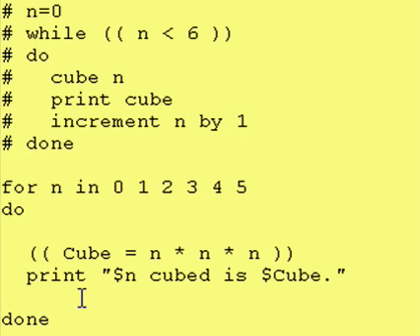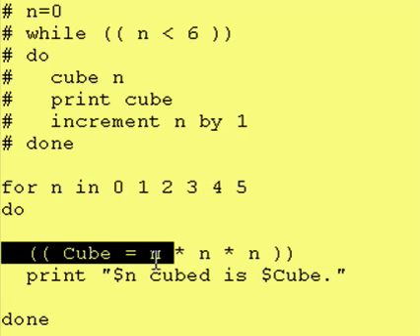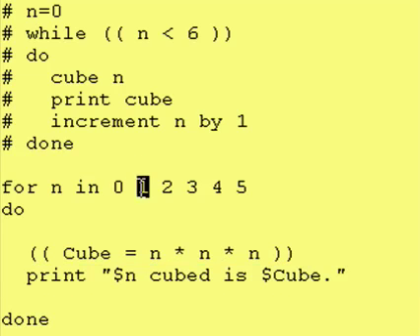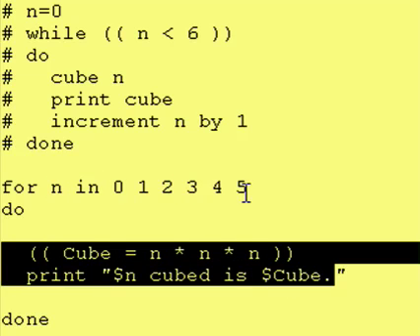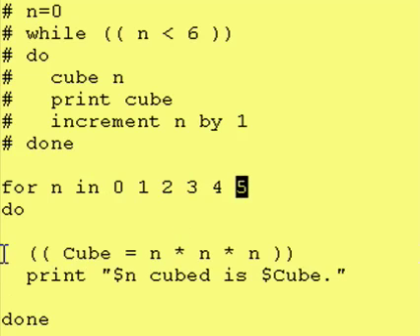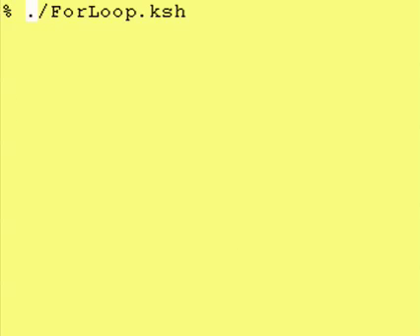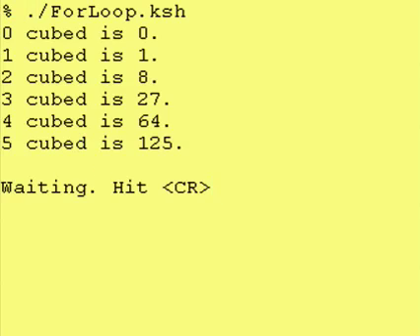This will run. When it does run, first time we'll assign 0 to n, it will cube it, and then it will print the value cubed, and then it will go and assign 1 to n, and do the same commands all the way through to 5, do the same commands for 5, and then, once it has no more entries, it will go down below the done and start execution of the program from there.